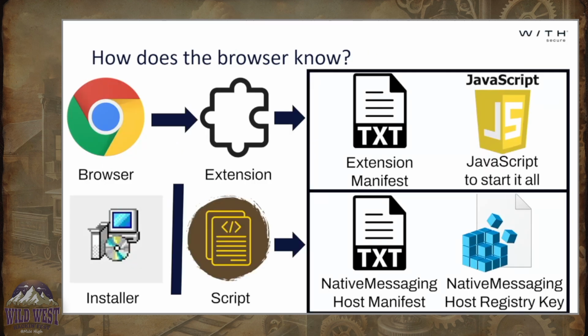So that brings up the question, how does the browser know what to talk to and how to talk to it? That's broken down into two parts with 4 things, right? We've got the stuff that's part of the extension when we install it into the browser, so that's the extension manifest and the JavaScript behavior. And that's half the story, right? We need a native messaging host manifest and native messaging host registry key.